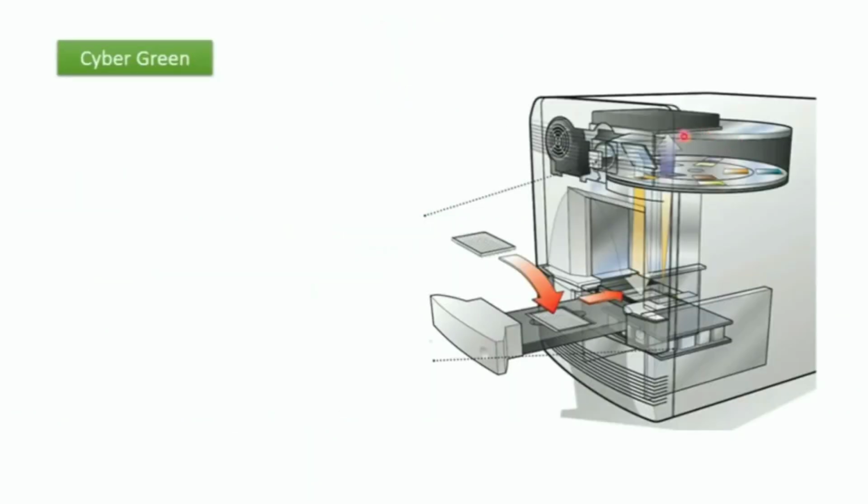The fluorescence will be coming out of the sample, and then the spectrofluorometer can detect the green color or the green fluorescence coming out of the sample.